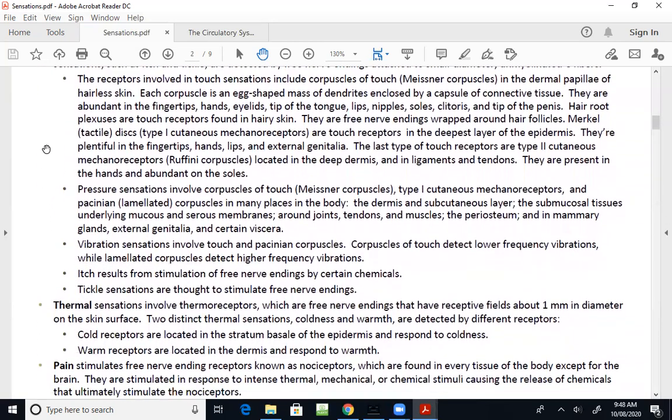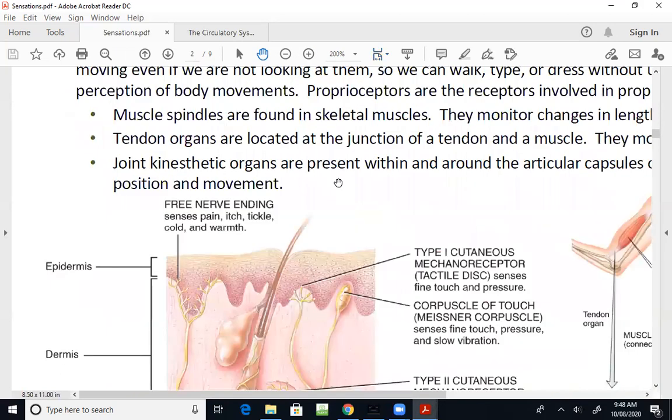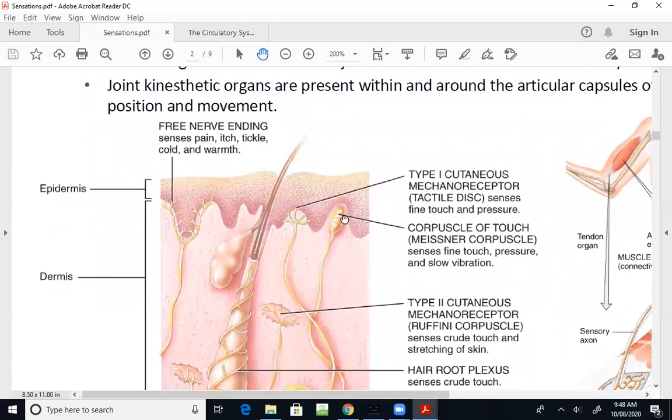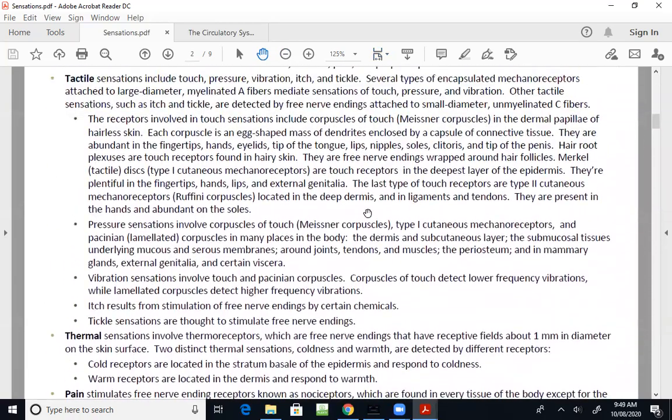Receptors involved with touch sensation include what we call corpuscles of touch, or Meissner's corpuscles, as you'll sometimes see them listed. We find those in the dermal papillae of hairless skin. Remember, dermal papillae are the extensions of the dermis that match with the contours of what we call the epidermal ridges in our epidermis. Here we actually show a corpuscle of touch. Notice there's no hair here. Also in parentheses it says Meissner corpuscle. So going back up, finishing reading it.